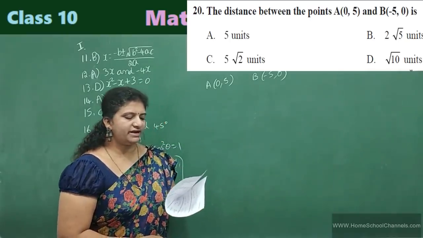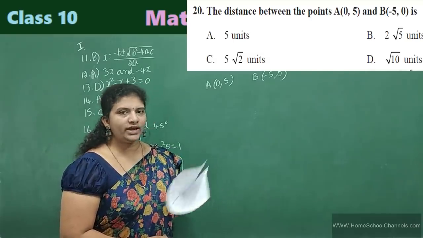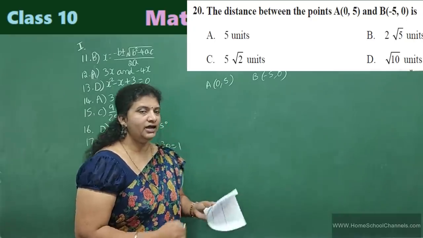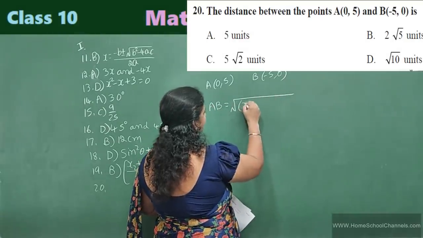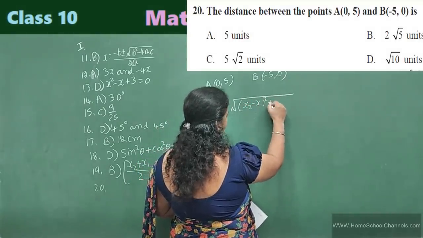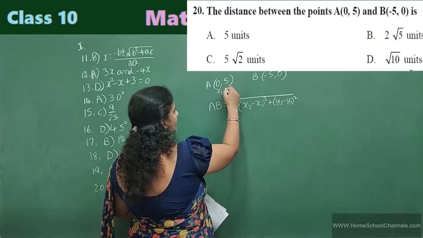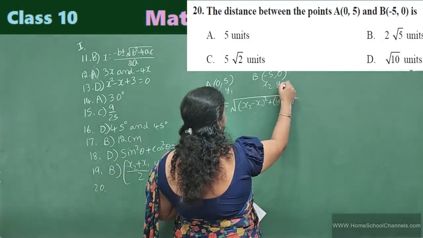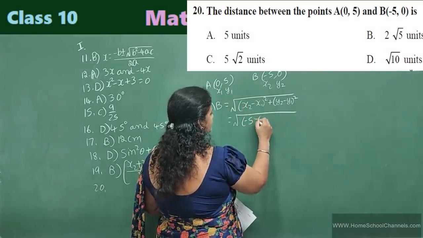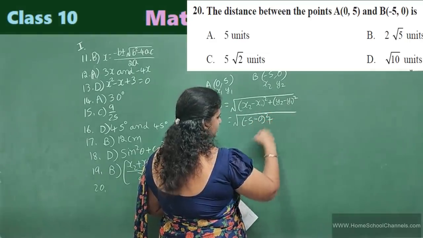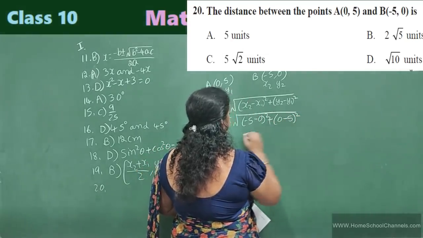20th one, the distance between the points A(0, 5) and B(minus 5, 0). We know AB. Instead of writing distance formula D, I take here AB distance is equal to square root of (x2 minus x1) whole square plus (y2 minus y1) whole square as the distance formula. Let us mark the coordinates as x1, y1, x2, y2. Substitute x2 value is minus 5, x1 value is 0. Minus 5 minus 0 whole square plus y2 value is 0 minus y1 value is 5 whole square.